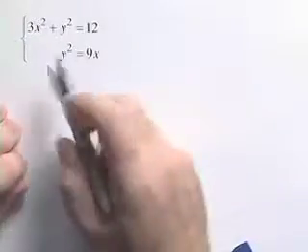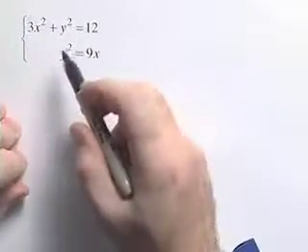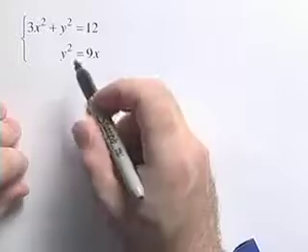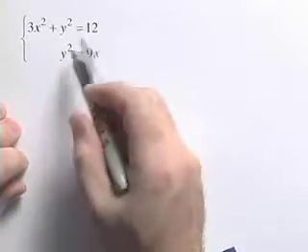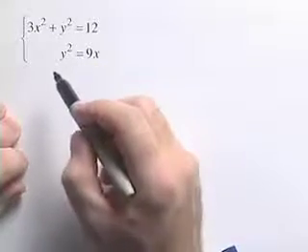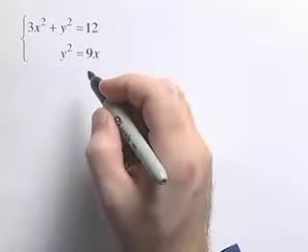Here we're going to solve a system of nonlinear equations algebraically. As before, when we solve systems algebraically, we could use the method of substitution or elimination. Because this second equation here is already solved for y squared, and I need a y squared in my first equation, we're going to go ahead and use substitution.